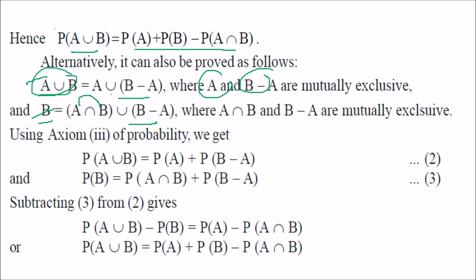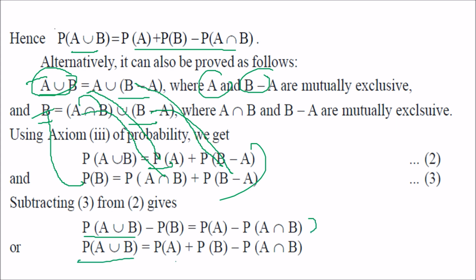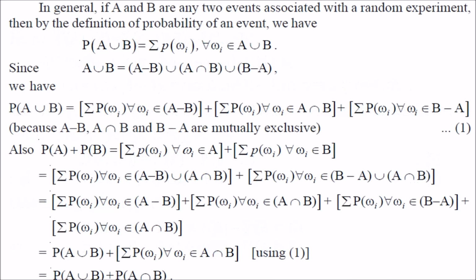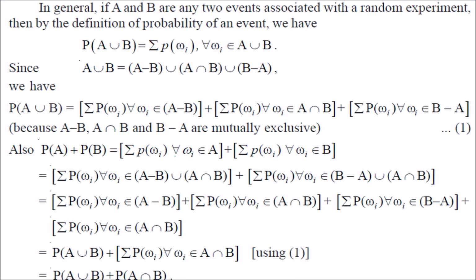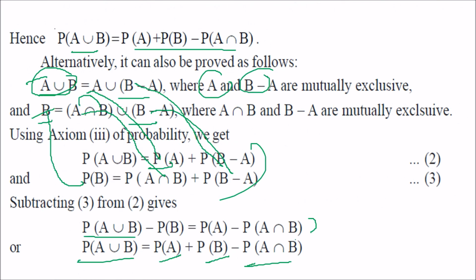Now let us take the probability. P of A union B will be PA plus P of B minus A. What about PB? PB is going to give you P of A intersection B plus P of B minus A. Now subtract these two. You'll get P of A union B minus PB is equal to PA minus P of A intersection B. Rearrange them, and you'll get P of A union B is equal to PA plus PB minus P of A intersection B. Exactly the same equation as you got earlier. This we did by observation, and now we did it by mathematics, using Venn diagram set mathematics. So this is the actual equation that you have to use.